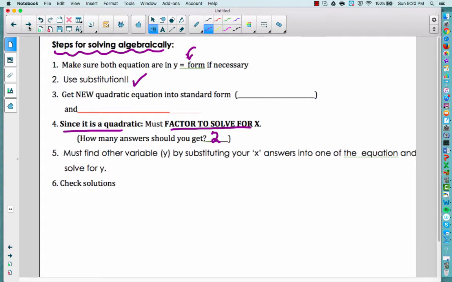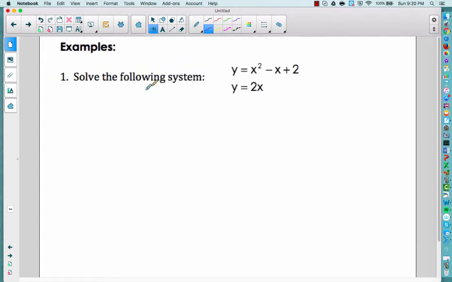All right, so let's look at it. It says solve the following system. You can see that we have a quadratic equation and a linear equation. First step would be to put them in y equals form. These are both in y equals form, so we can use substitution, and we're going to take the 2x and plug it in for y in the other equation. So we get 2x equals x squared minus x minus 2. All right, so now it's a quadratic equation.